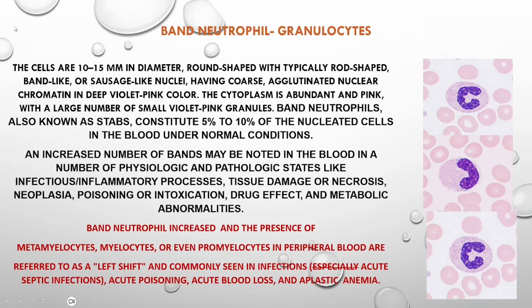Now we can go to neutrophil. Normally, when we are checking the blood cells, almost 5 to 10% are band neutrophils and the rest are mature neutrophils. The cells are 10 to 15 micrometer in diameter, round shaped with typically rod shaped, band like or sausage like nuclei, having coarse agglutinated nuclear chromatin in deep violet pink color. The cytoplasm is abundant and pink with a large number of small violet pink granules. Band neutrophils are also known as stabs.